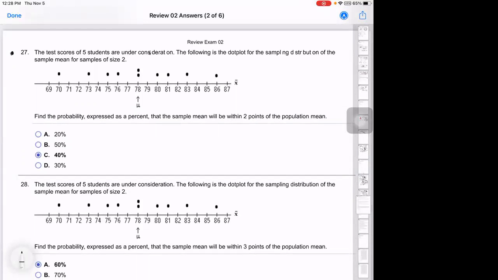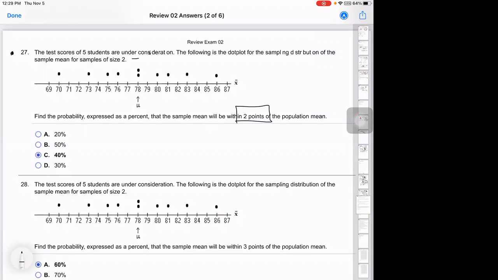Let me go through question number 27. It is really easy. Five students are under consideration. Following is the dot plot, the sampling distribution of the sample mean for sample size 2. What they ask: find the probability expressed as a percent. The important part is the sample mean within 2 points of the population mean.